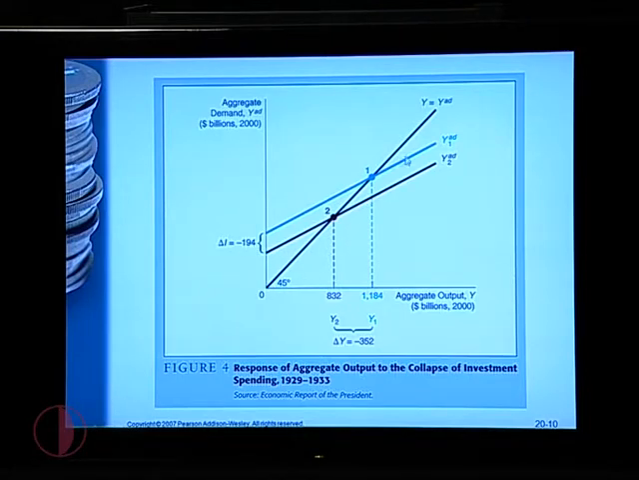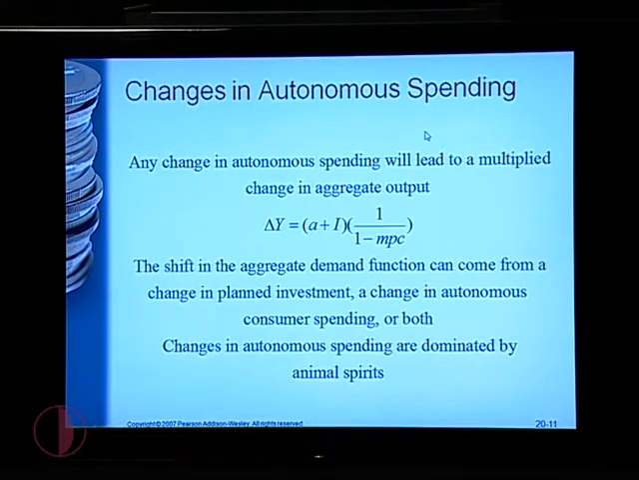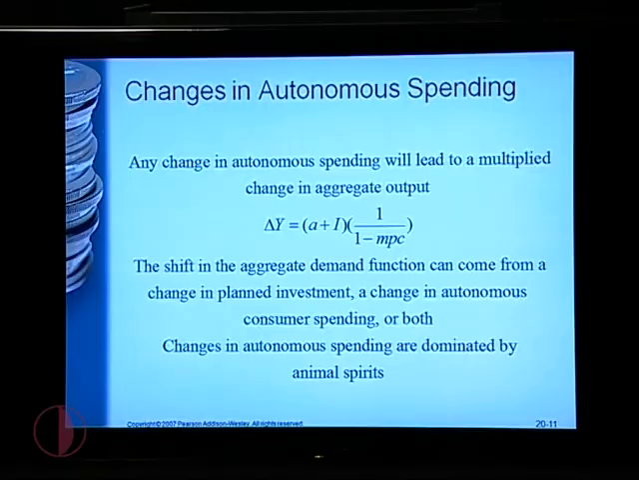And this is our 45-degree line where aggregate demand. This is our initial function, this is our new function. Change in autonomous spending: any change in autonomous spending will lead to a multiplied change in aggregate output. The change is given by this formula: change in Y equals A plus I times 1 over 1 minus MPC, which is the marginal propensity to consume, as we know.